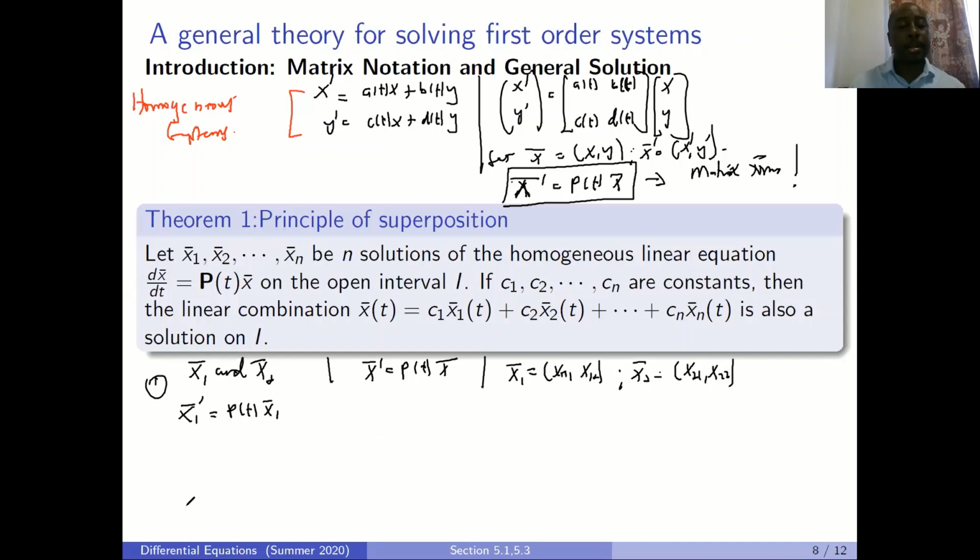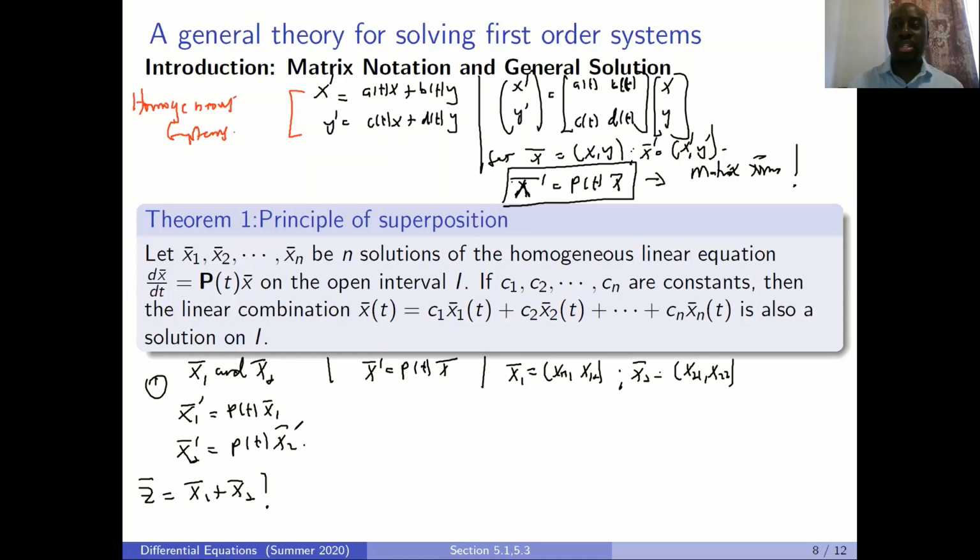So this is true for x bar 1. The same thing is true for x bar 2. So if x1 bar and x2 bar are solutions, then the question is, z bar, which is the sum of x1 and x2, is that also a solution?